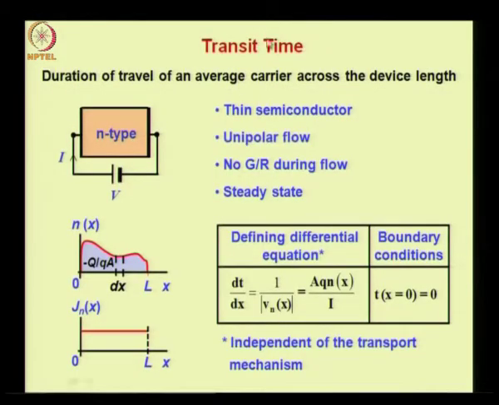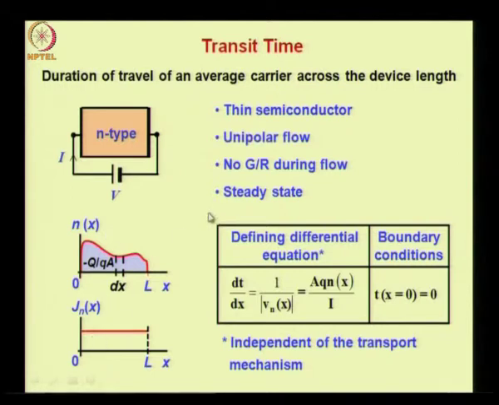Now this time constant was introduced using a thin semiconductor, a unipolar flow, no generation or recombination during flow, and steady state conditions. Note carefully that the semiconductor is thin but not necessarily uniform. It could be non-uniform, and this is in fact shown here. So you have some arbitrary variation of the carrier concentration, and it is unipolar conditions, therefore we bother only about electrons or about holes.